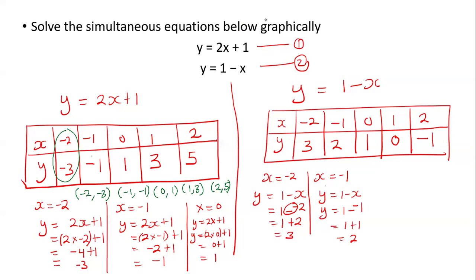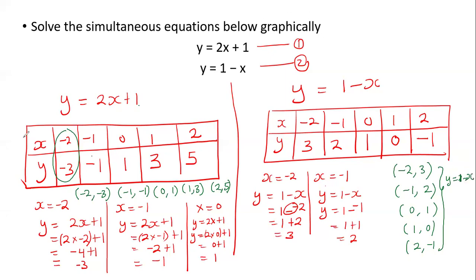Okay. Now, after obtaining our values, you go on and extract your coordinates. So I'm going to extract my coordinates. So my coordinates, I'll have -2, 3. I'll have -1, 2. I'll have 0, 1. I'll have 1, 0. And I'll have 2, -1. So now these ones are the ones for A1 minus X.